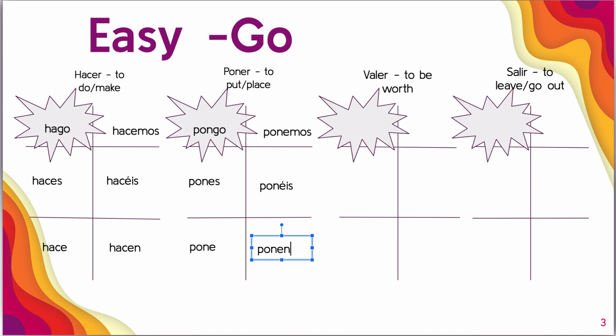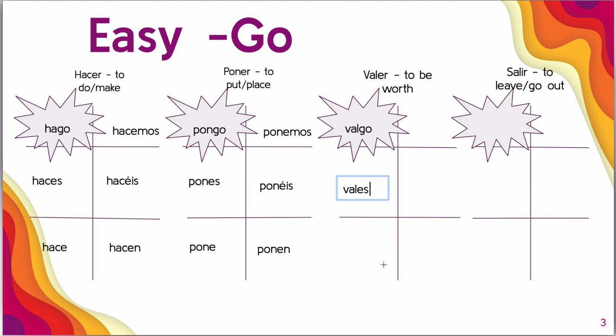All right, moving on to valer. Valer is to be worth, like to value. Again, the yo form is the only one that has a G. It is valgo. All right, the tú form is going to be no G, regular ER, so it is vales.